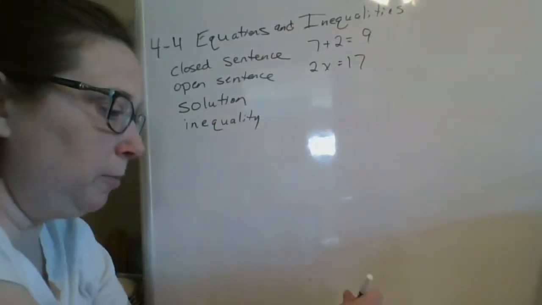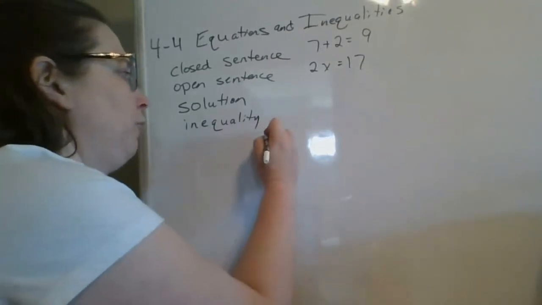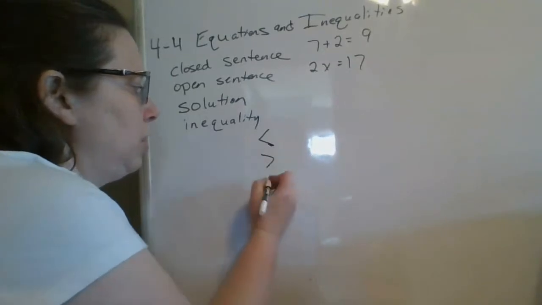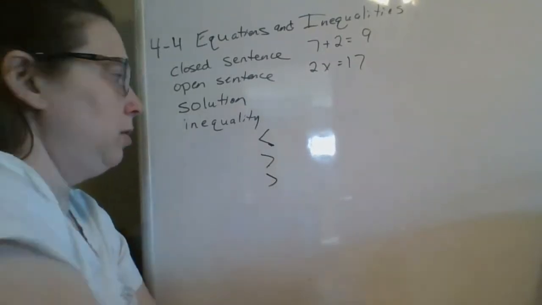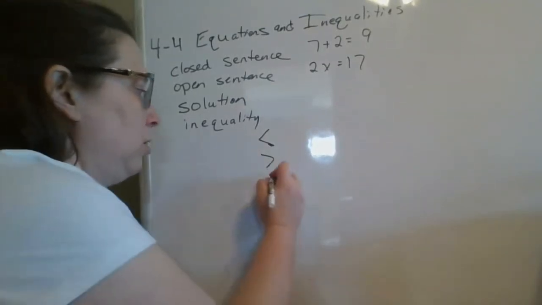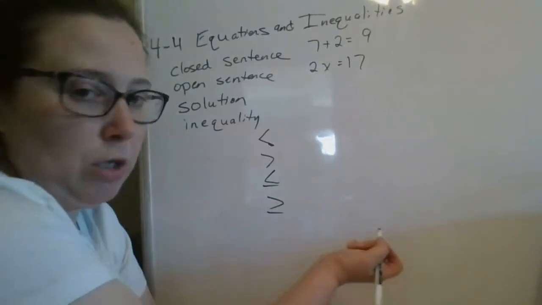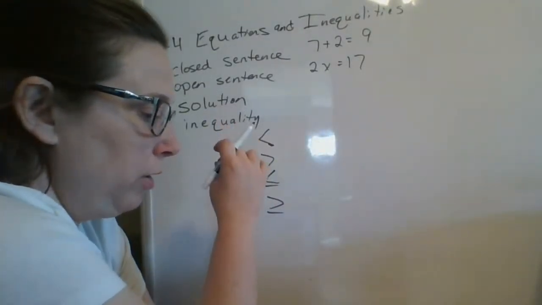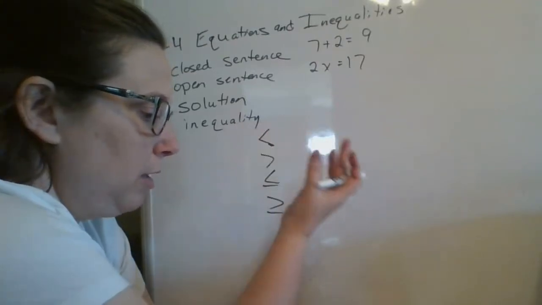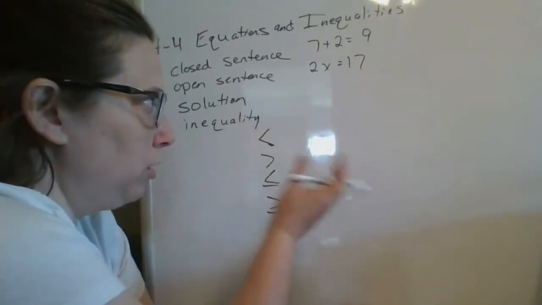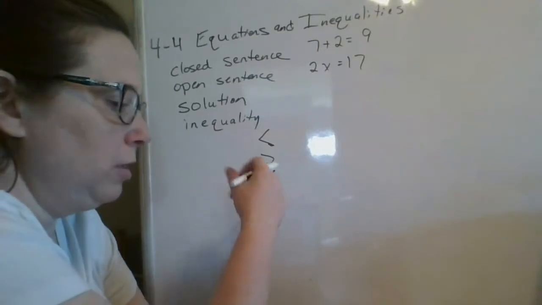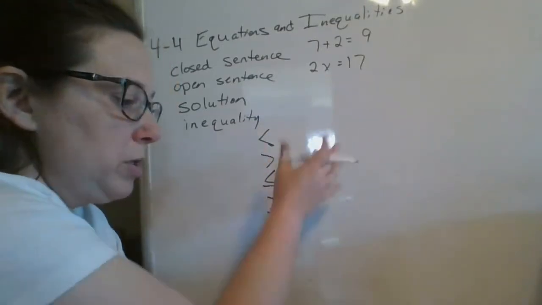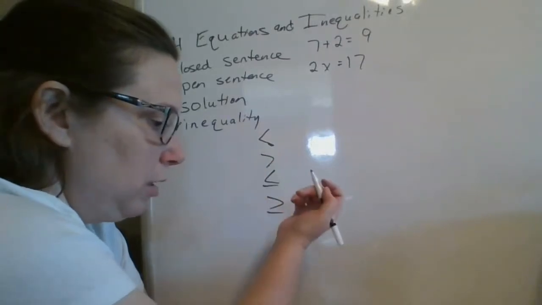An inequality, I know you guys are familiar with less than, greater than, we've done those, and less than or equal to, greater than or equal to, we talked about earlier this year. When you're talking about an inequality, that is saying that the expression on this side or the expression on this side is greater than, less than, greater than or equal to, less than or equal to what's on the other side. So that is an inequality.